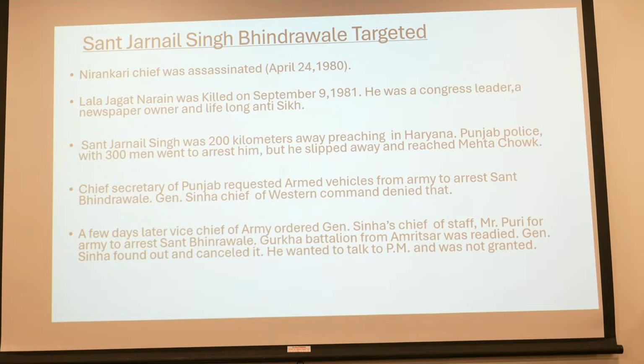So then Indira Gandhi had a plan for the army to go and arrest him. The Punjab government requested General Sinha, who was the chief of Western Command, to give them armed vehicles so they can go to Chowk Mehta, and he refused. He said, this is not the role of the army. So when he was away, his chief of staff, Mr. Puri, was contacted by the Vice Chief of Indian Army to supply a battalion of Gorkhas who were near Amritsar to go to Chowk Mehta and arrest him and kill the Sikhs.